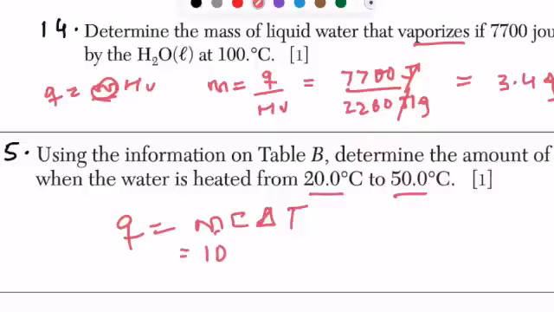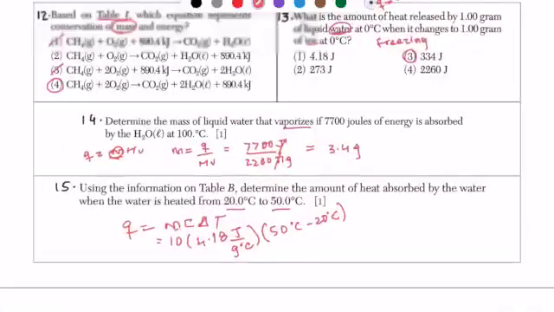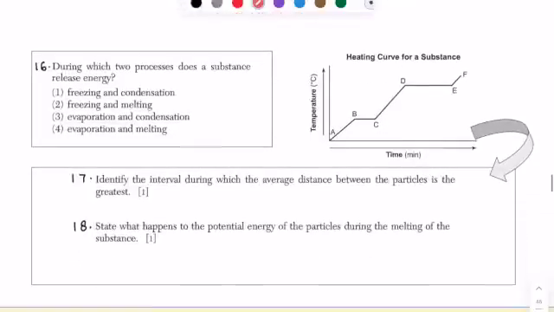The c is given in table B. The specific heat capacity of water is 4.18 joules per gram degrees Celsius. And then your difference in temperature, remember it's always final minus initial. So we are going to 50 degrees Celsius, so 50 minus 20. If you do initial minus final, you get the wrong sign. So please don't do that. So now we just do the math and calculate the answer. Should be a positive number.